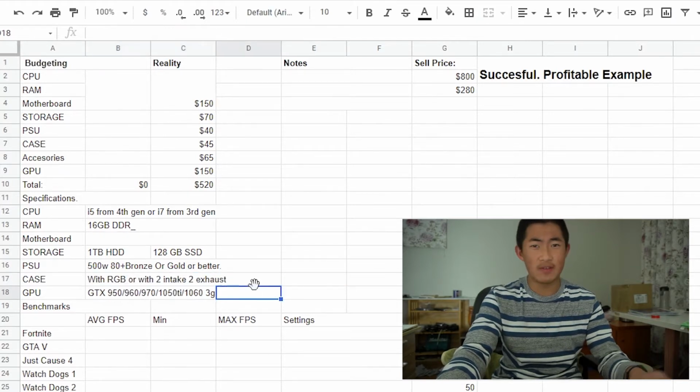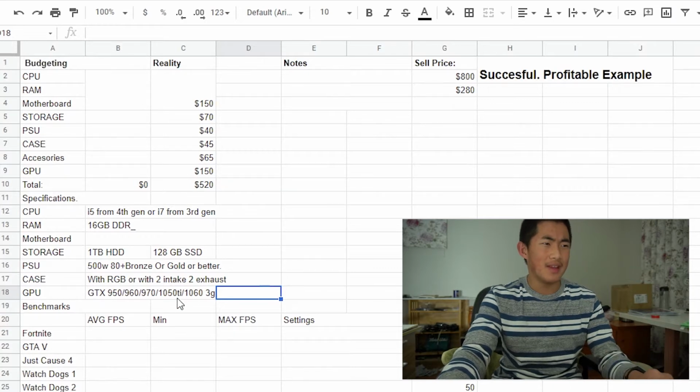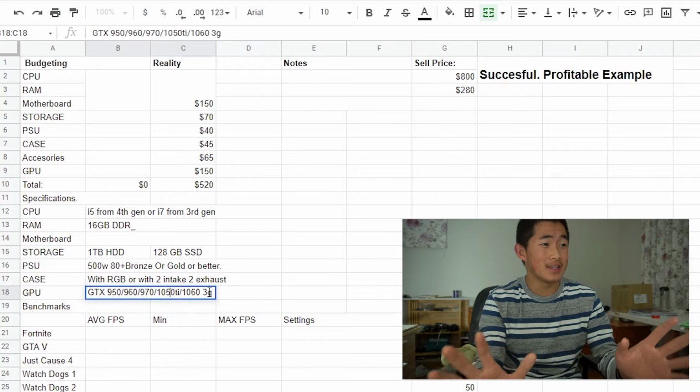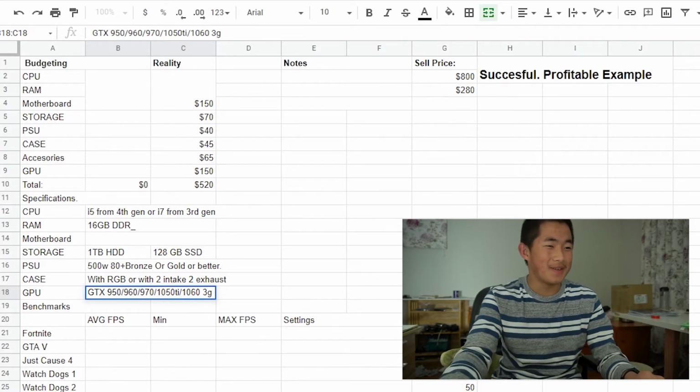GPUs, GTX 950 is the bottom of the barrel, not really beginner budget GPUs. And the funny thing is that I only have a 1050 Ti myself, so personally I'm not really that much of a gamer, so I don't really need that much. I've sold 1060 computers, so computers that actually have better specs than my own, which is the funny part.